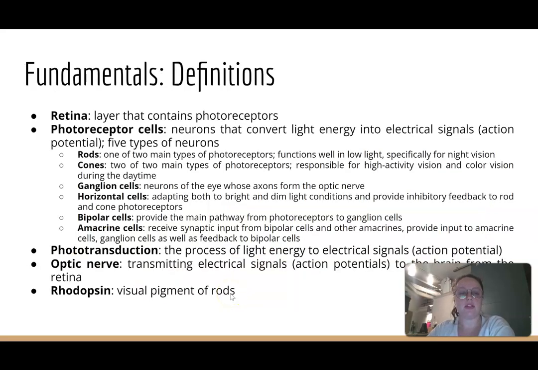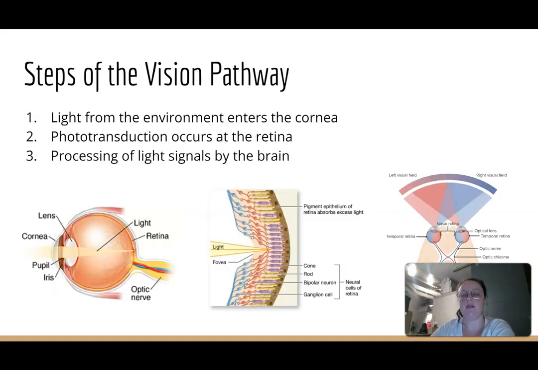Finally, we have our amacrine cells. They receive synaptic input from our bipolar cells and other amacrine cells, and they provide input to other amacrine cells and our ganglion cells, and feedback to the bipolar cells. They're not depicted here, but they will be in future images.